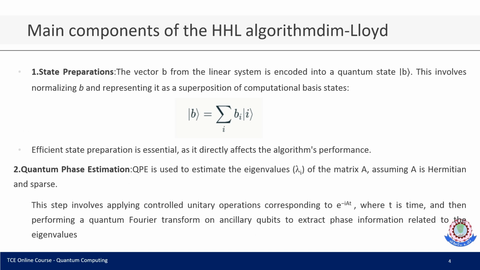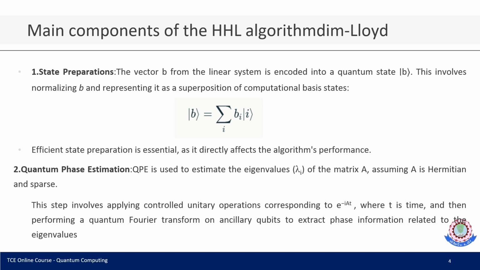The main components of the HHL algorithm begin with state preparation. Vector B from the linear system is encoded into the quantum state ket B. This involves normalizing B and representing it as a superposition of computational basis states, so ket B equals sigma i of b_i ket i. Efficient state preparation is essential, and it directly affects the algorithm's performance.